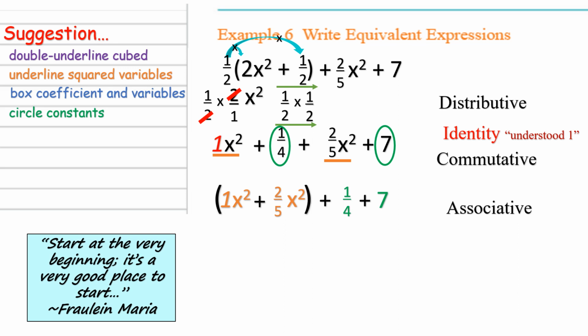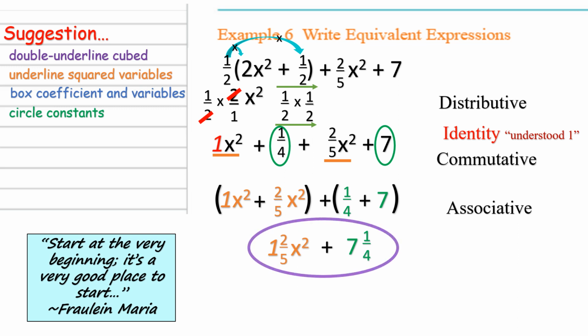X squared is going to stay the same, and I simply add 1 and 2/5, which gives me 1 and 2/5, and I keep my x squared. Plus 1/4 plus 7, and that just gives me 7 and 1/4. Once again, I don't know what the x is equal to, so there's not a final answer. That is a final answer.